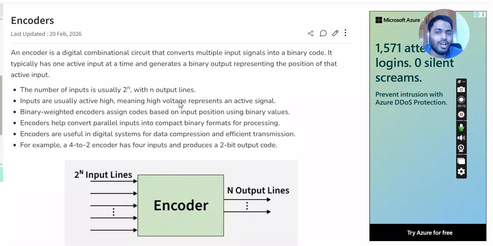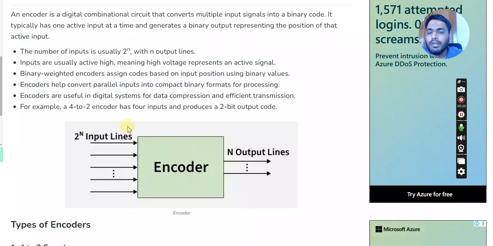It is also a digital combinational circuit which converts multiple input signals into a binary code, and it will typically generate more than one output. In a multiplexer, we only had one output, but in an encoder, we will have the outputs based on the input lines.